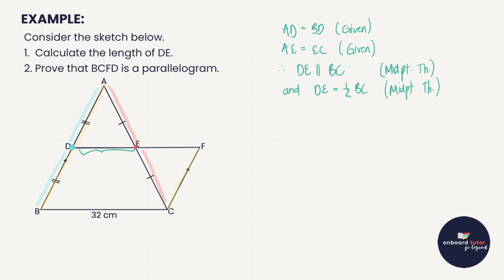And so now I can just work it out. If I know what BC is equal to, I can definitely answer their question. So I can say, DE is equal to half of 32.